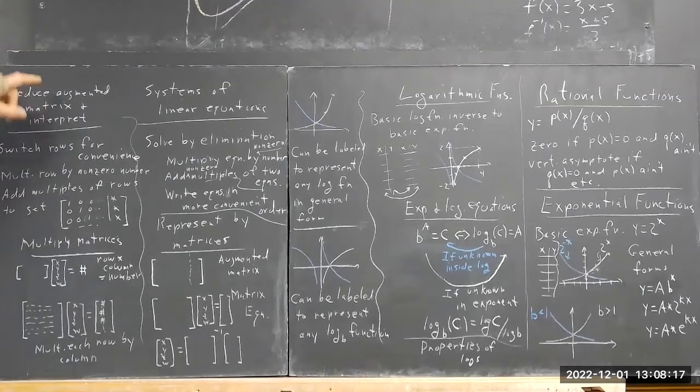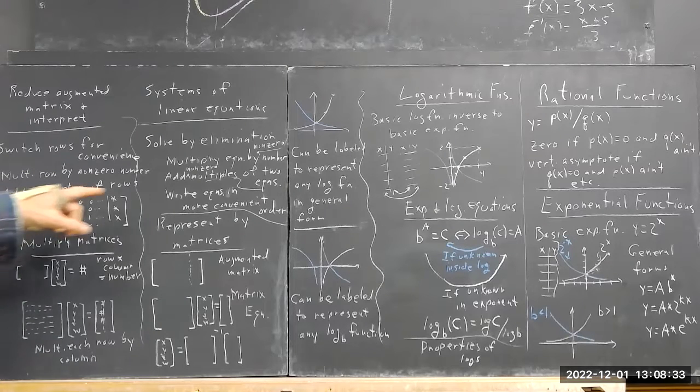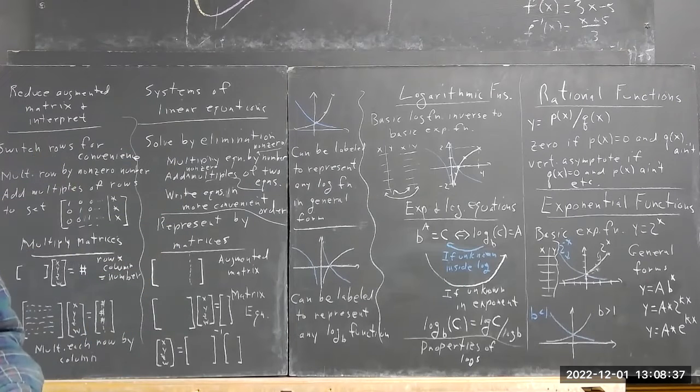Reduce an augmented matrix and interpret. Well, you know how to reduce an augmented matrix. Switch rows if it's convenient to do so. Multiply rows by non-zero numbers. Add multiples of rows. Just the same thing you do with the equations, except you've got to be a little more organized when you put it into the form of a matrix.